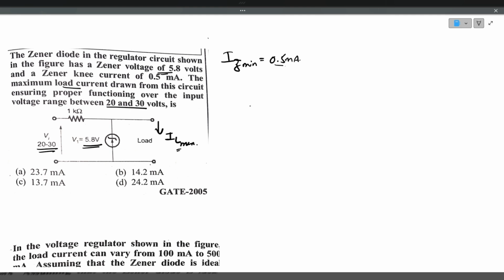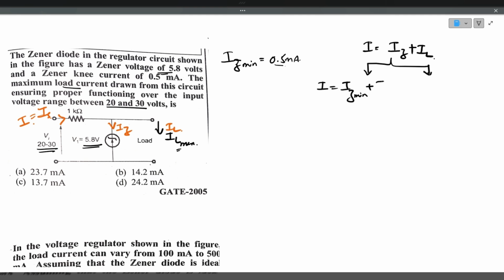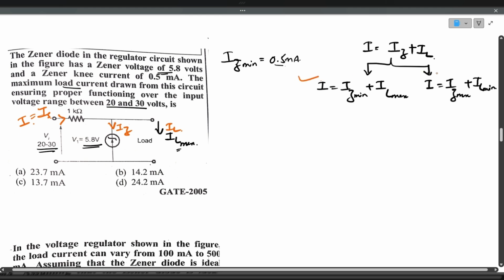So we have the formula I, which is nothing but the series current here. This is I, series current, IS, which is equal to I. This series current will divide into IZ and IL. So we have the formula I equals IZ plus IL. This can be written in two parts. I remains constant, and IZ minimum: if Zener current is minimum, load current becomes maximum. Similarly, IZ maximum: if Zener current is maximum, load current becomes minimum. These are the two formulas that we have, formula 1 and formula 2. But in both cases, I remains constant most of the time.